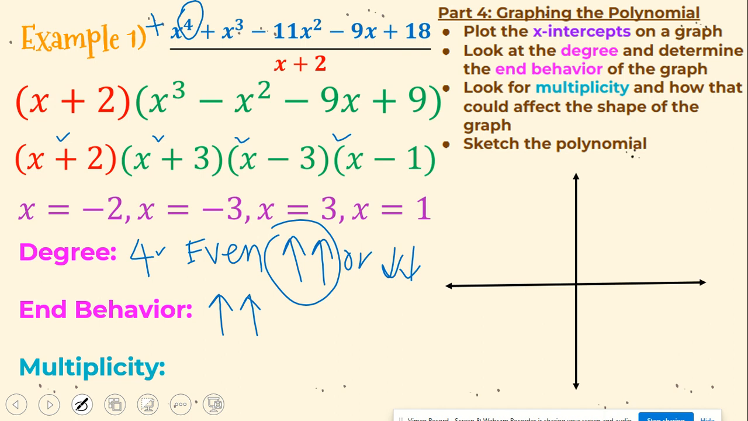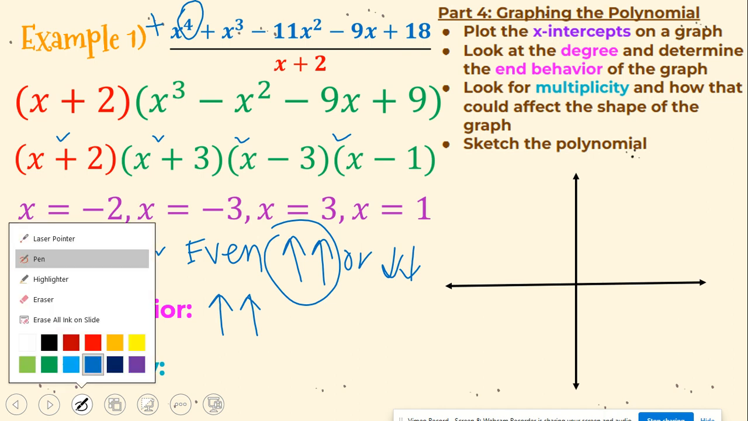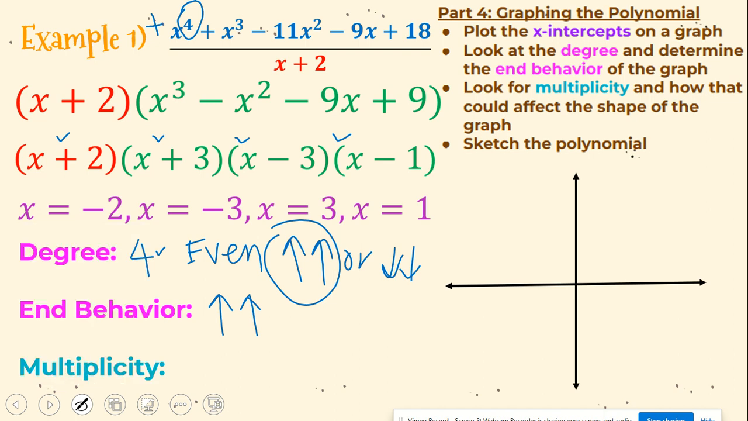And before I do anything else, I'm going to look and say, are any of these x-intercepts the same? Do any of them have a multiplicity that's going to cause a bounce or a snake? And I've got -2, -3, +3, +1. There are no multiplicities right now. Once I've figured all this stuff out, it's time for me to sketch.